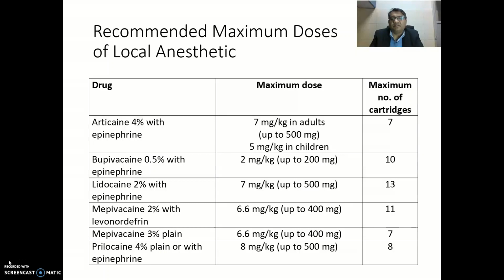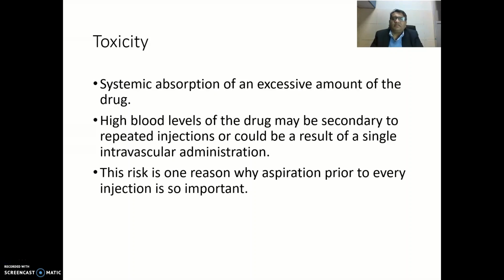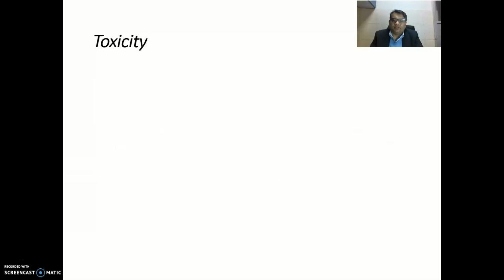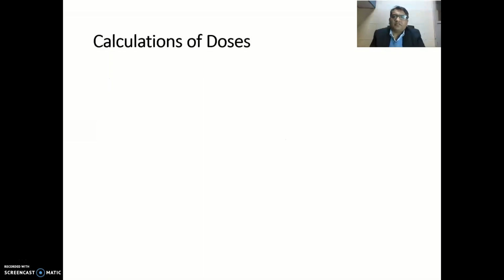Toxicity can be produced by the systemic absorption of an excessive amount of drug. A higher blood level of drug may be secondary to repeated injection, or could be a result of single intravascular administration. This risk is one reason why aspiration prior to every injection is so important, and usually aspiration in 2 planes is recommended. The likelihood of toxicity depends upon factors such as the site of administration, speed of administration, and the presence of vasoconstrictor.